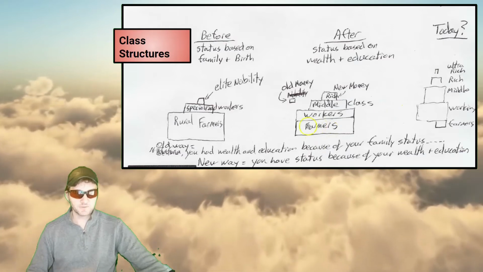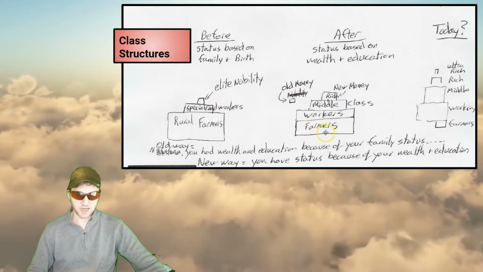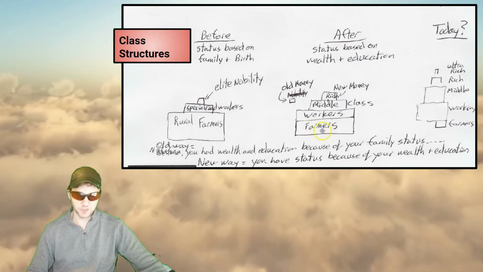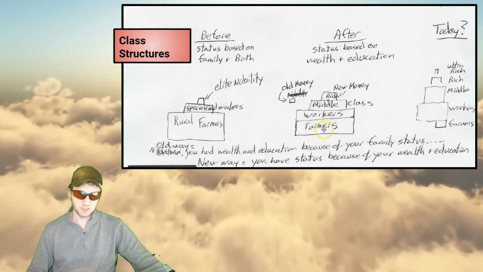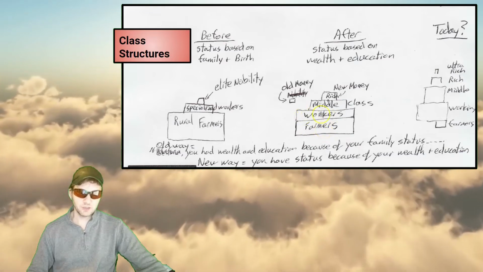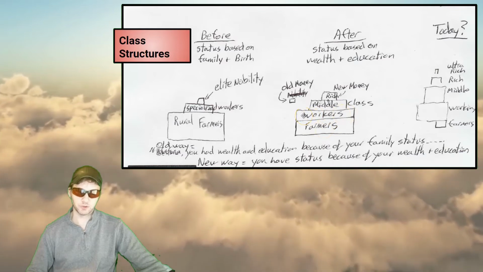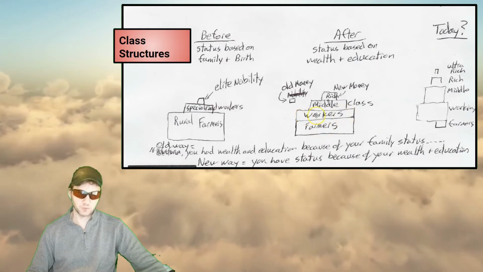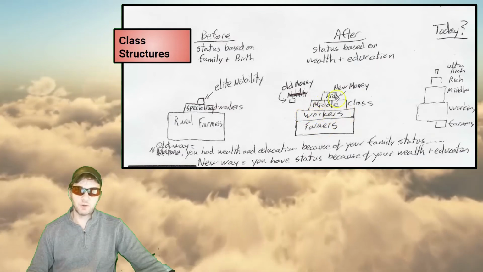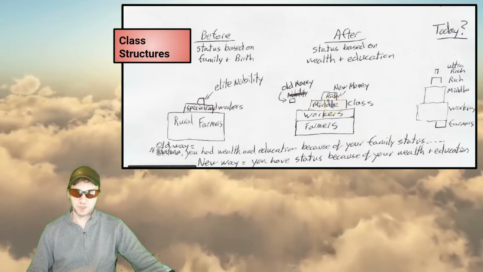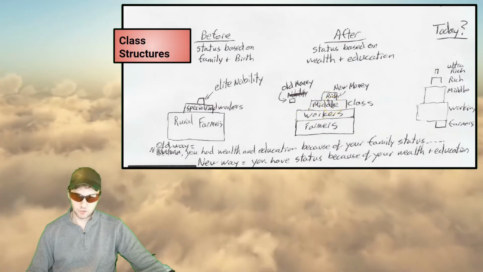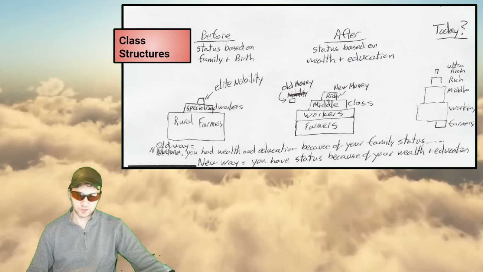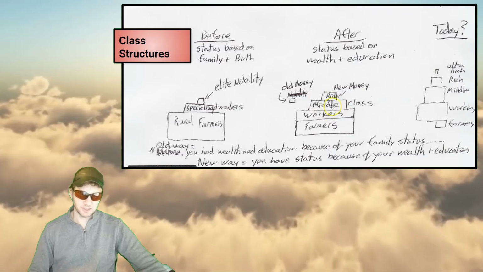So what you get is far less farmers. Remember the agricultural revolution, not as many farmers were needed. Many more people living and working in the cities. So you get a huge amount of workers, just laborers, miners, factory workers. You get also a middle class. And these are going to be doctors, lawyers, teachers, bankers, accountants, etc.